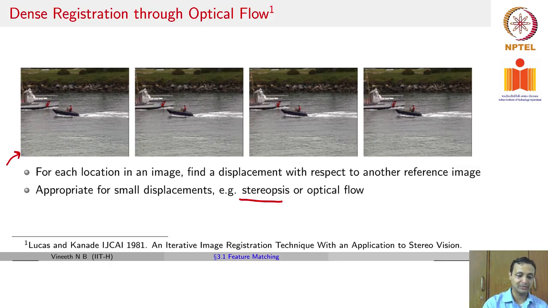Here is a visual example of a scene where a boat is going across water. You can see that the scene is more or less the same, but there are a few changes in the positions of the boats. Our goal here is, for each location in the image, say a key point in the image, to find a displacement with respect to another reference image. Once you have a displacement, you can simply place one image on top of the other and be able to align them. This kind of method of using dense registration is generally useful for small displacements such as stereopsis or optical flow.